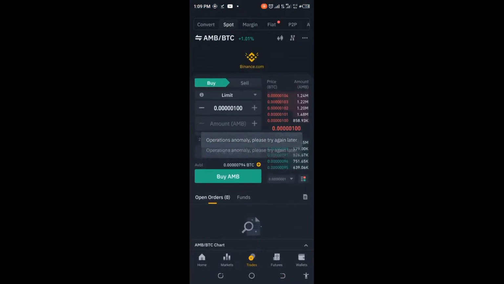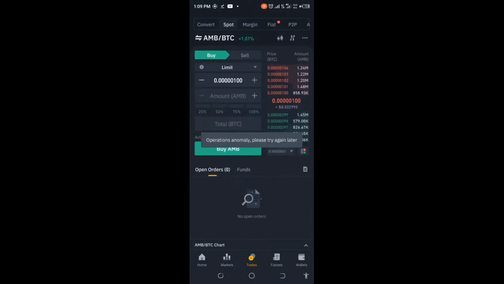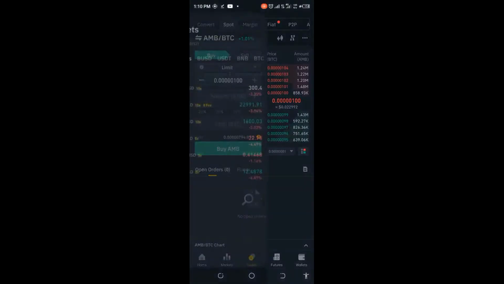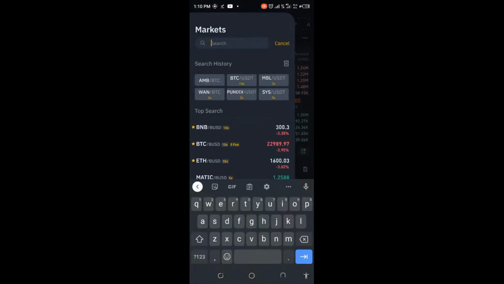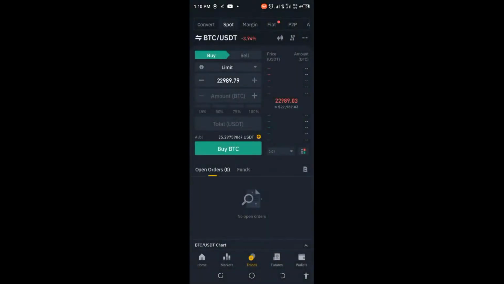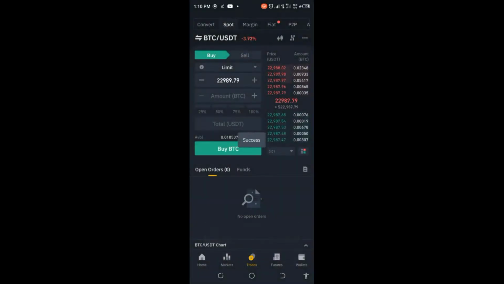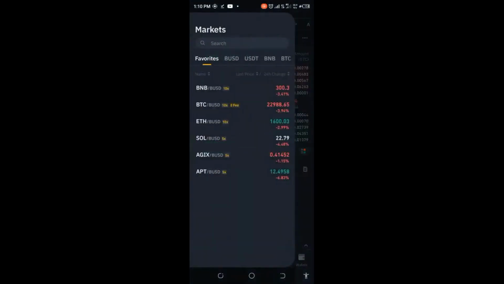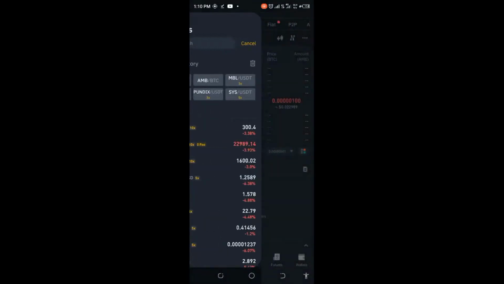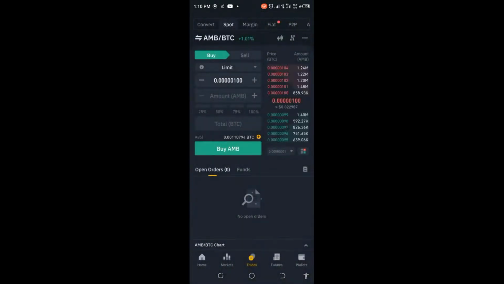Let me just make sure I check this out. Let's go ahead and try to get some BTC. We have to go and get BTC USDT. Let's get that. What we want to do now is buy 100% of that, and we just buy that immediately. So we've done that. We go back to AMB BTC, and then we go ahead and purchase that.